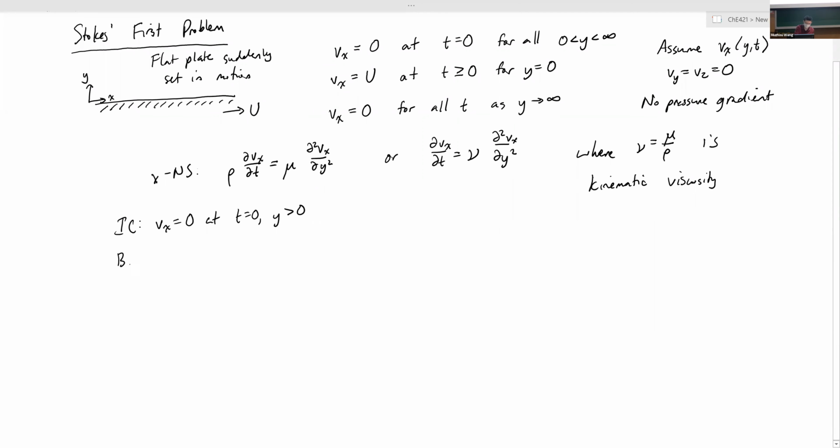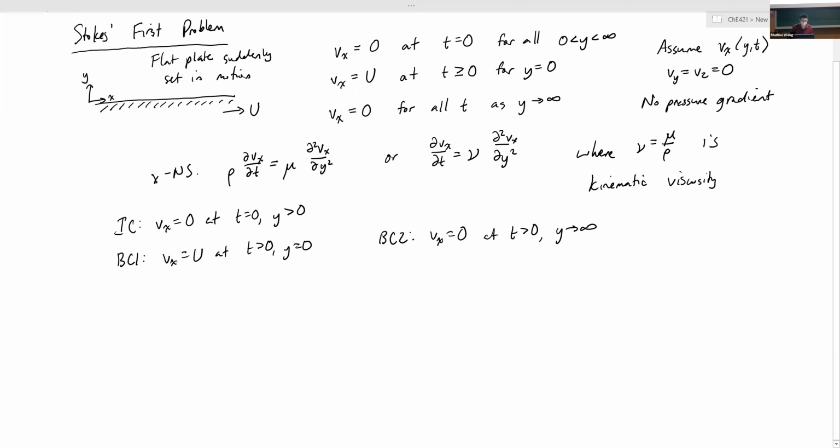And I'll have two boundary conditions here. BC1: Vx is equal to u, at t is greater than 0, y is equal to 0. And then another boundary condition, BC2: Vx is equal to 0, at t is greater than 0, y goes to infinity.